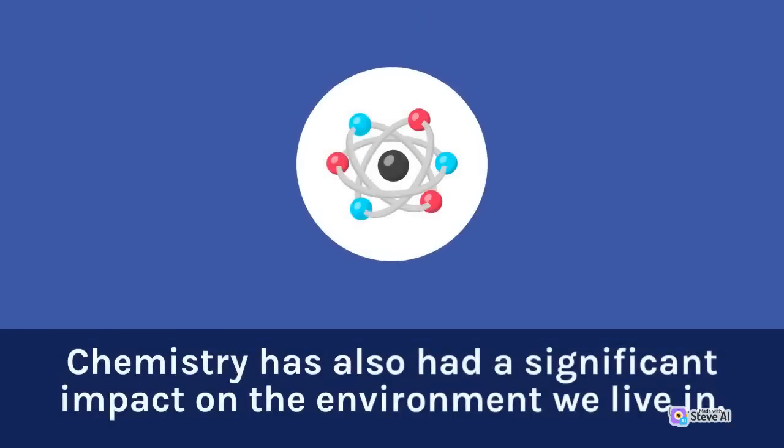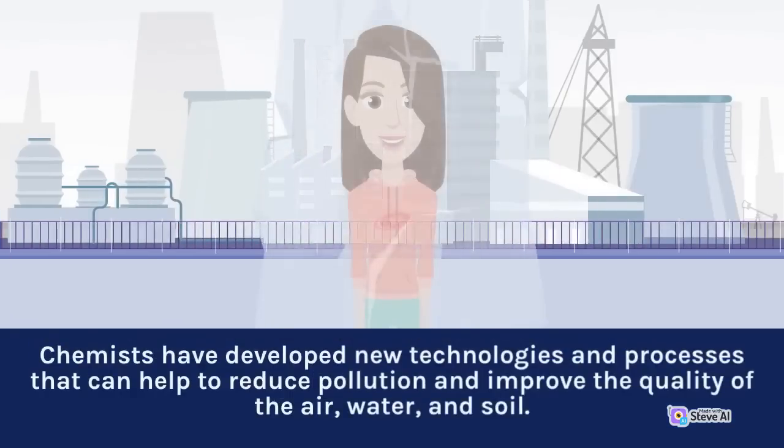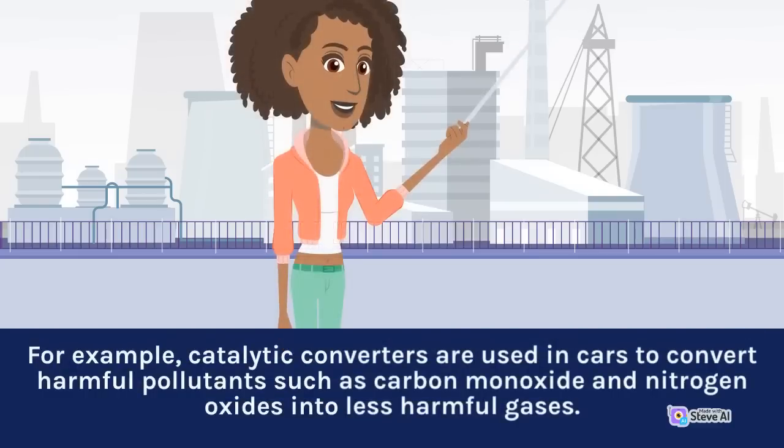Chemistry has also had a significant impact on the environment we live in. Chemists have developed new technologies and processes that can help to reduce pollution and improve the quality of the air, water, and soil. For example, catalytic converters are used in cars to convert harmful pollutants such as carbon monoxide and nitrogen oxides into less harmful gases.